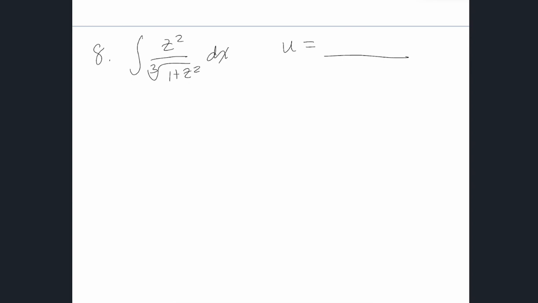So here's our problem. We're going to integrate z squared over the cube root of 1 plus z to the 3rd. Sorry about that. And then we have to pick our u, and integrate and all that stuff. I would suggest rewriting this to be z squared times (1 plus z cubed) to the negative 1/3, dz. That should be a dz.